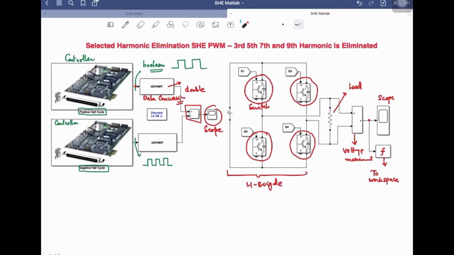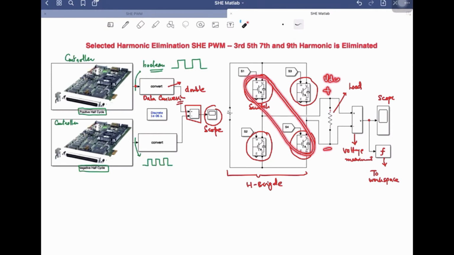If we are going to turn on these two switches, what will be the load voltage? The positive voltage will be applied across the load, plus VDC, right? When this pair of the switches is in the on state. Now if I turn off these switches, there will be no voltage across the load, that will be at 0 level. Now if I turn them on again, I will be getting plus VDC across the load again.